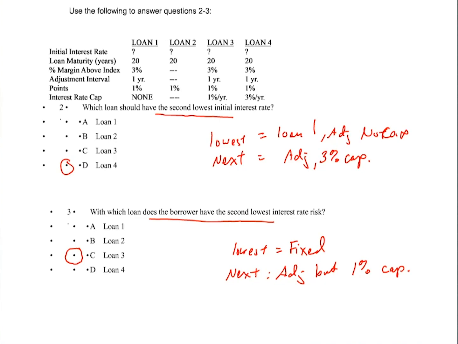Then question 3, in which loan does the borrower have the second lowest interest rate risk? So we're looking at the risk to the borrower. If they have a fixed rate, then they have the lowest interest rate risk because it's not going to change at all. The next would be Loan 3, where it does adjust, but it's capped so that the most it could change in any 1 year is 1%, and that is Loan 3. Loan 4 would be riskier because it could adjust up to 3%, and Loan 1 would be even riskier because it could adjust up to any amount.